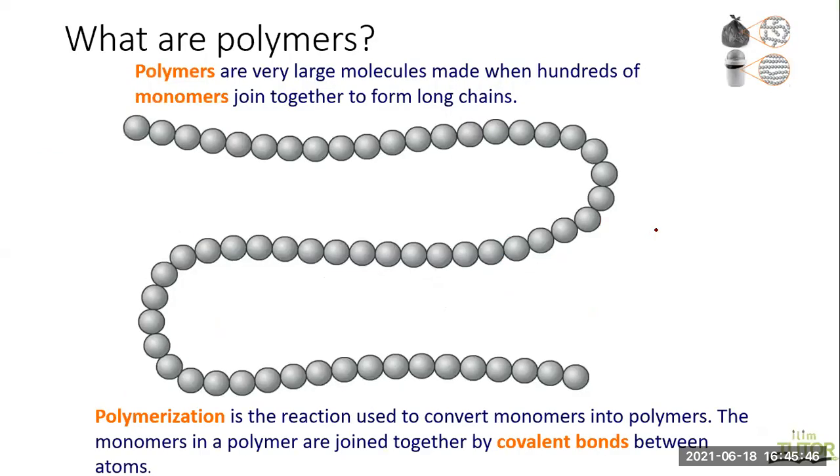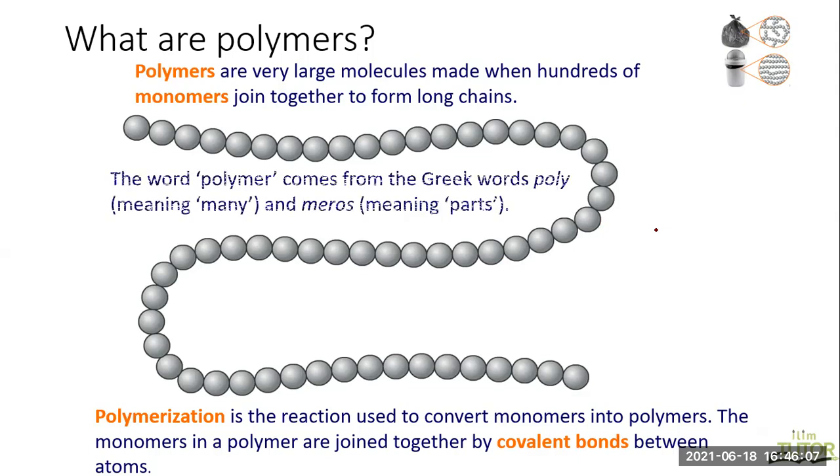Another one we want to look at is polymerization. Polymers are very large molecules made when hundreds of monomers join together to form a very long chain. So, polymerization is the reaction that we use to convert monomer into polymer. And this is as a result of covalent bonds between atoms.